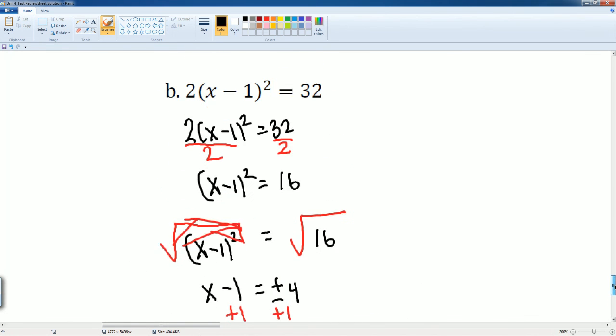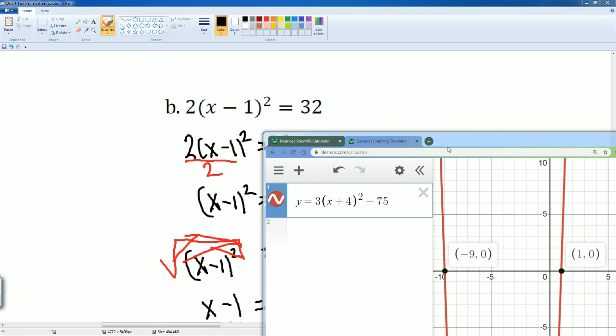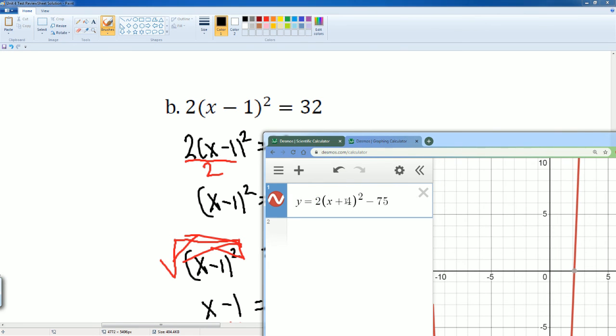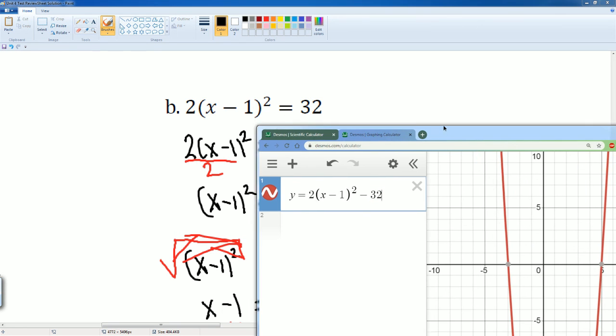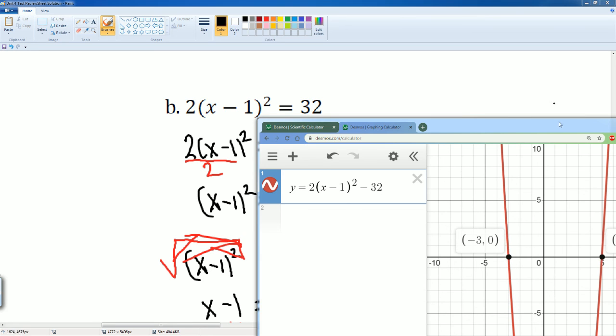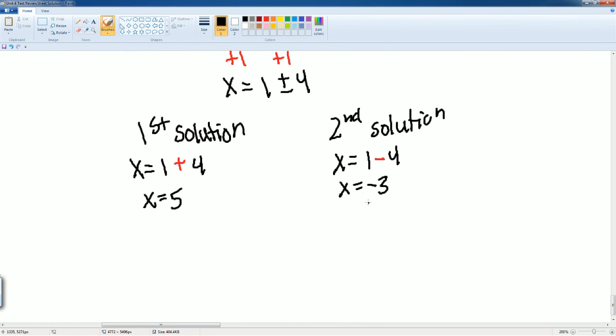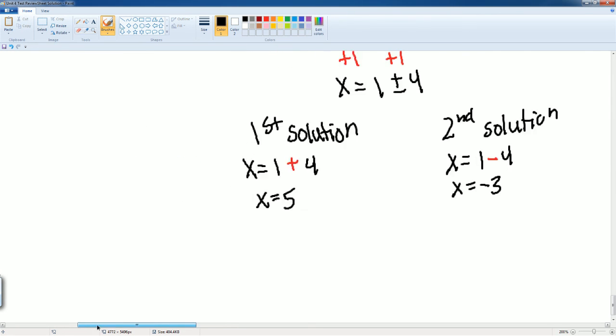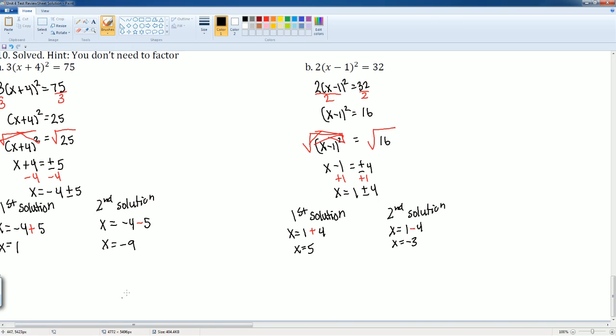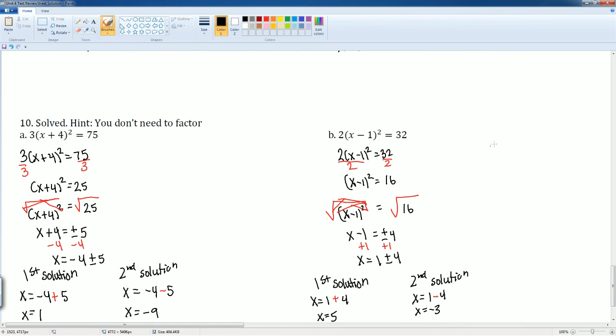Let's check it by graphing this to see if our solutions match up. So it is y = 2(x − 1)² minus 32, because again, it has to be in standard form, so subtract the 32 from both sides. The solutions here are x is equal to negative 3 and x equals 5 based on the graph. Let's see if that works. Yep, x equals negative 3 and x equals 5. So there you go. That is how you do number 10, which is solving using the square root.